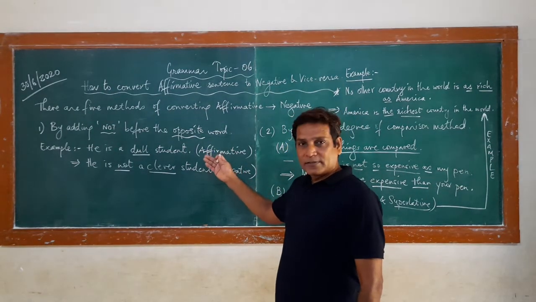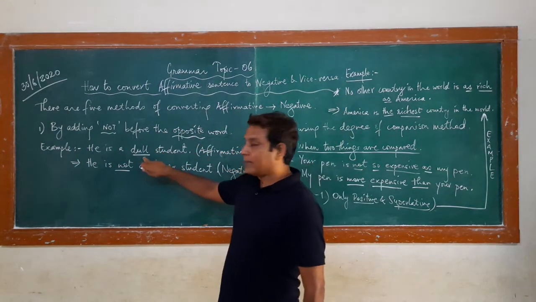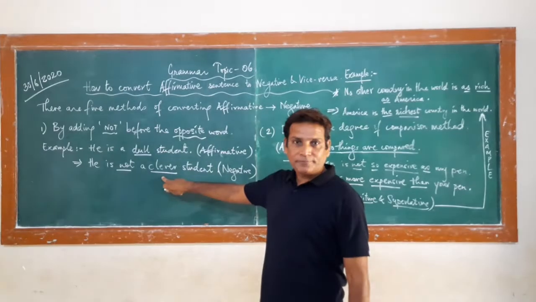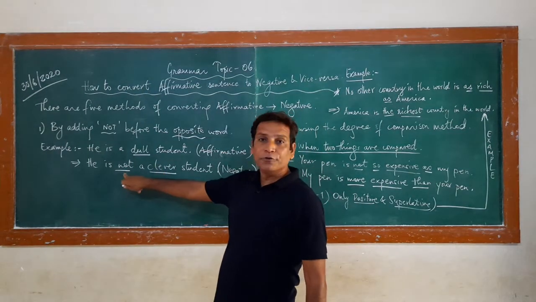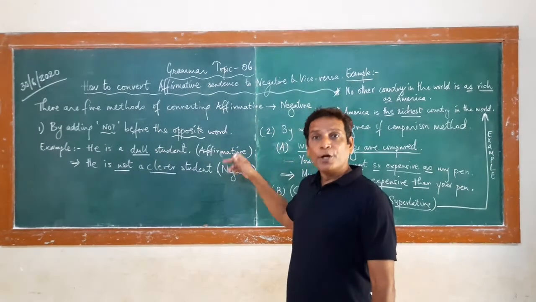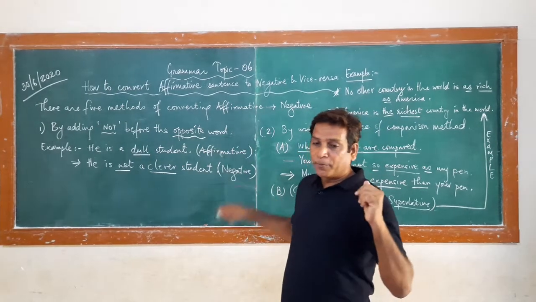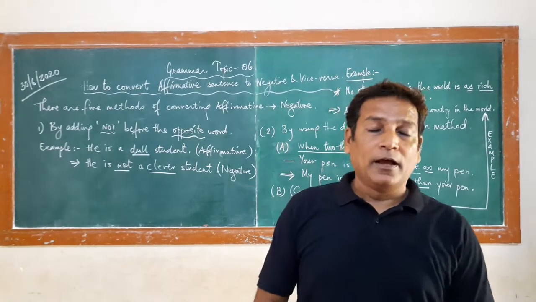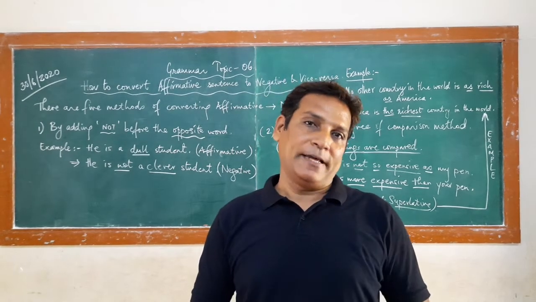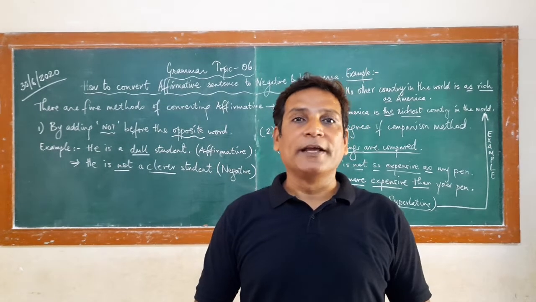Now the same sentence can be converted into a negative sentence by replacing the word dull with its opposite, clever, and just before that we have to use the word not. So this way we can turn an affirmative sentence into a negative one. The meaning should not change. Now remember one point: whenever we are transforming any affirmative sentence into a negative one, the meaning should remain the same. But if your meaning changes, that means your answer is wrong.